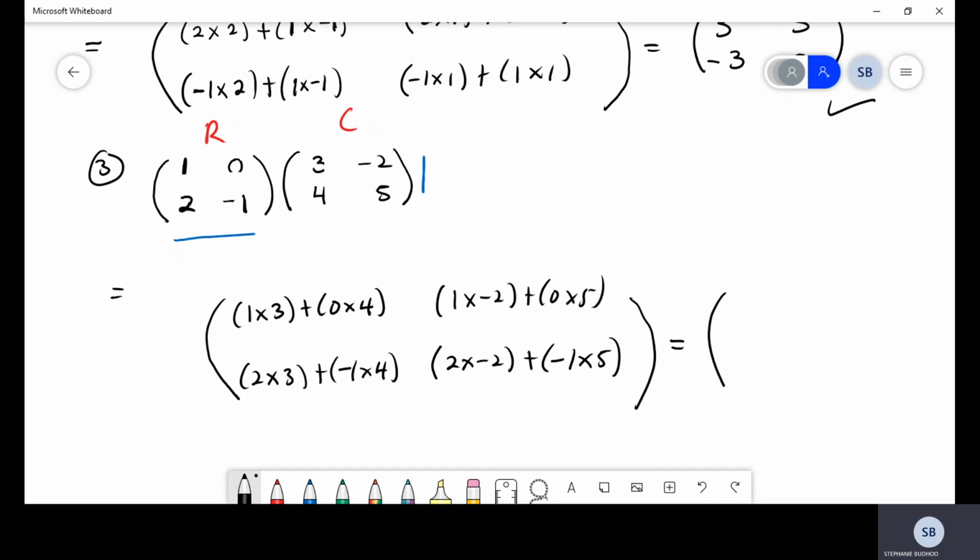So finally, our answers are 3. This gives us 3 up here and 0, so that's 3. This gives us -2 and 0, so the sum of that gives us that. This gives us 6 and -4, so when we add that, we get 2. And this gives us -4 and -5. So when we add that, we get -9.